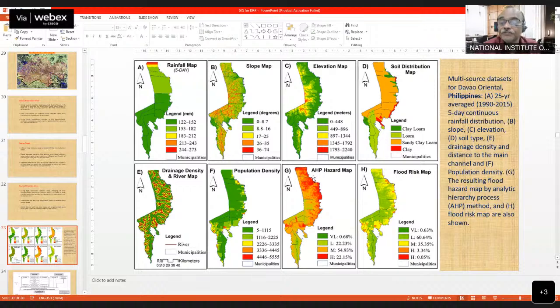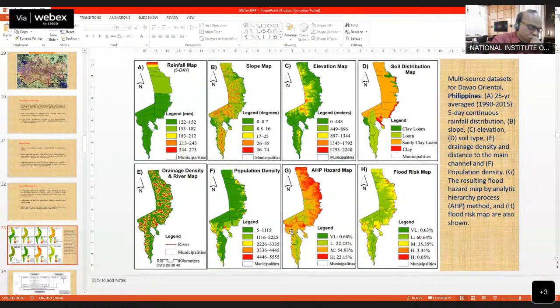And using this AHP method, that is the analytic hierarchy process, you have created a hazard map. You see, it has given the rank, from dark red to green color. Green color is very low risk, L is low risk, H is very high risk, and M, that is the orange color, is moderate risk. So you can create a hazard map like this.